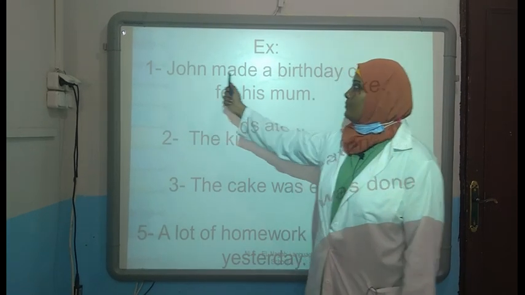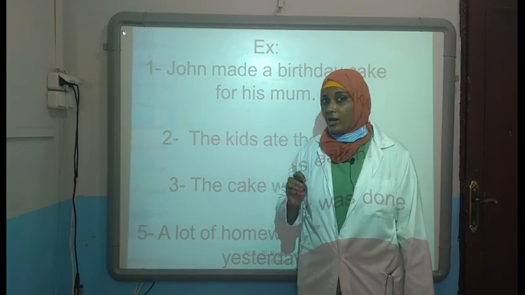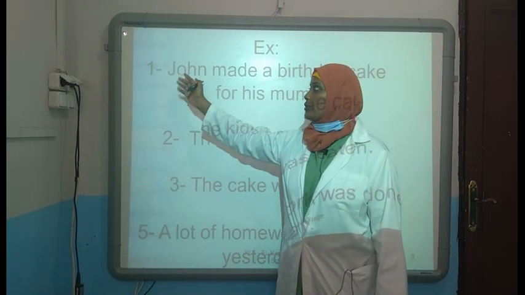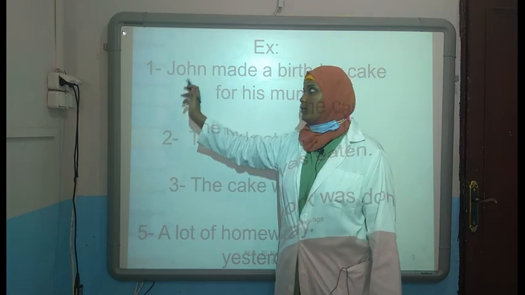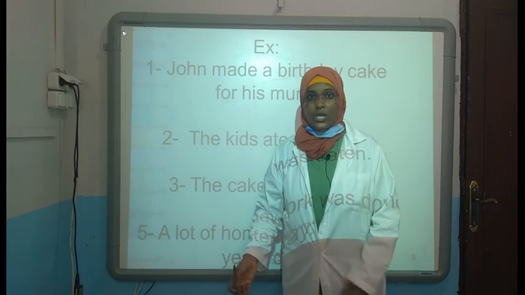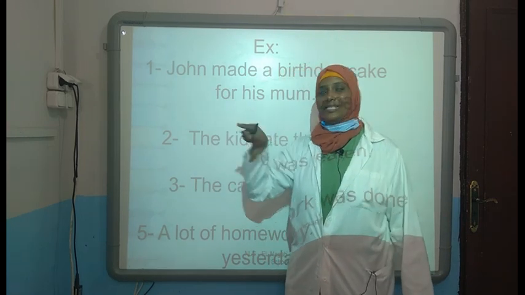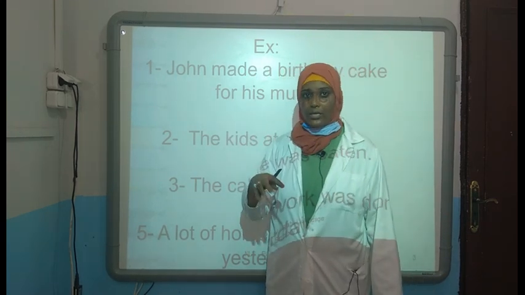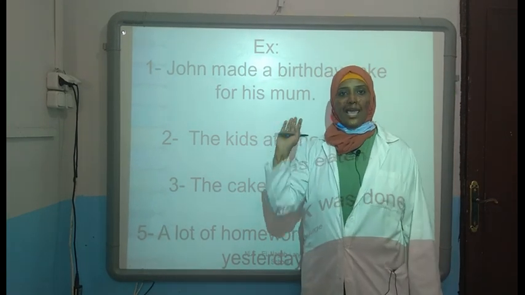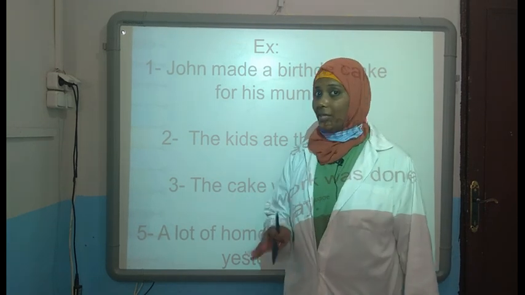The first one is: John made a birthday cake for his mom. As we all know, any sentence consists of what? Yes, subject, verb, object. What is the relationship between the subject and the verb here? The subject does the verb. Who made the birthday cake? John, right? So John is the doer of the verb. When the doer of the verb exists in the sentence, we call this sentence an active sentence. So an active sentence includes the doer of the verb, right?